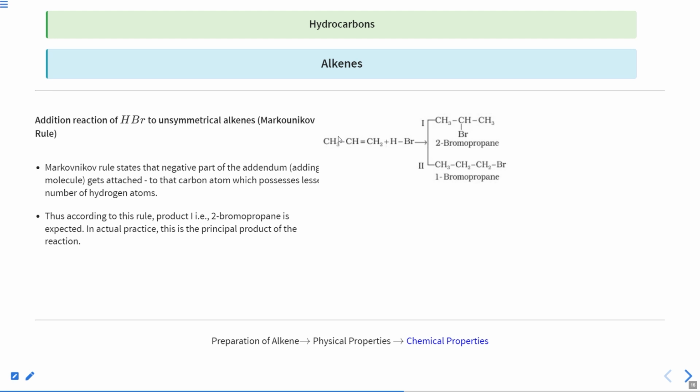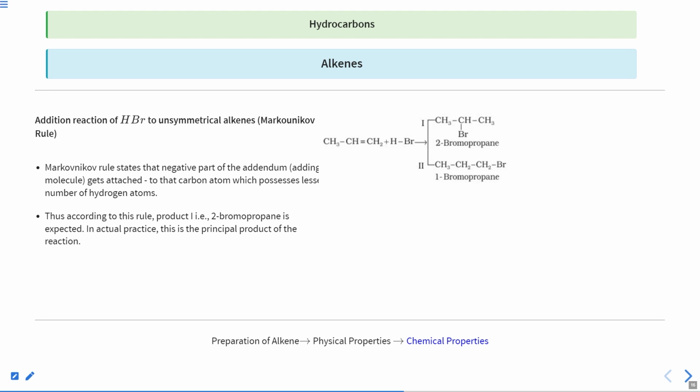Now according to this Markovnikov rule, bromine always goes to that carbon, or the major product is that alkyl halide, which has the lowest number of hydrogen attached to the carbon bearing bromine. Or I would say, if we are talking about this double bond, if we remove one bond from here, it will create a carbocation. Out of these two carbons, whichever forms the more stable carbocation will get the bromine, and that is called the Markovnikov rule. Clear? So this Markovnikov rule is very, very important.